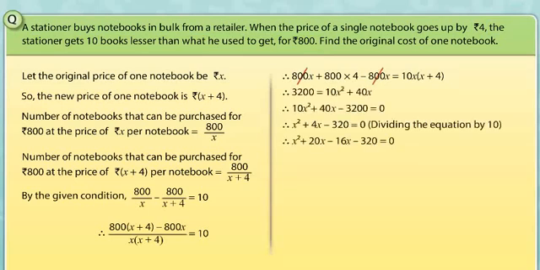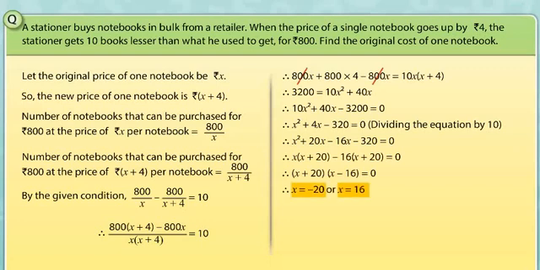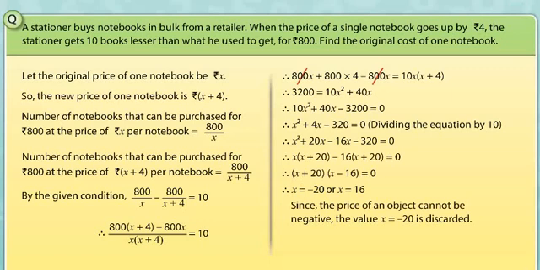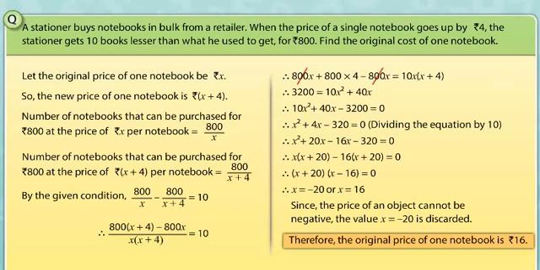To solve this quadratic equation, we split its middle term and simplify it as shown. We hence get the values of x as minus 20 or 16. Since the price of an object cannot be negative, we do not consider the value minus 20. Hence, the correct value of x for our problem is 16. So, the original price of a notebook is 16 rupees.